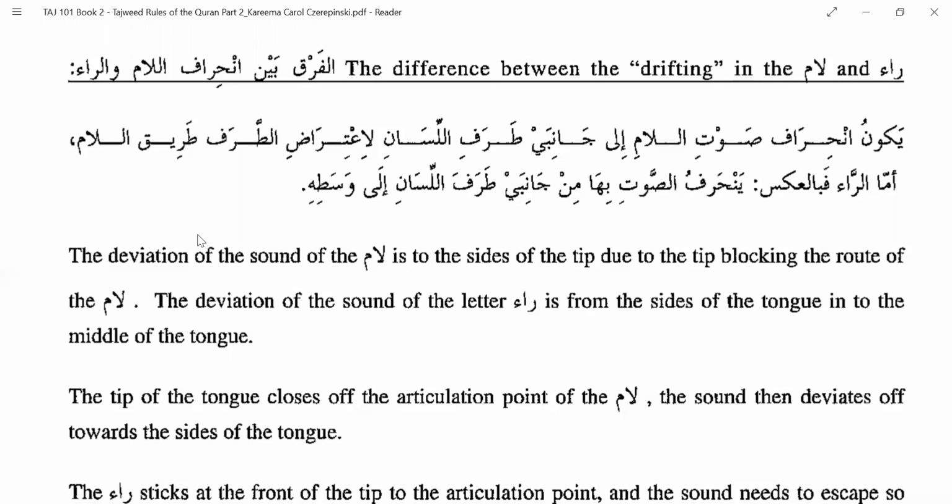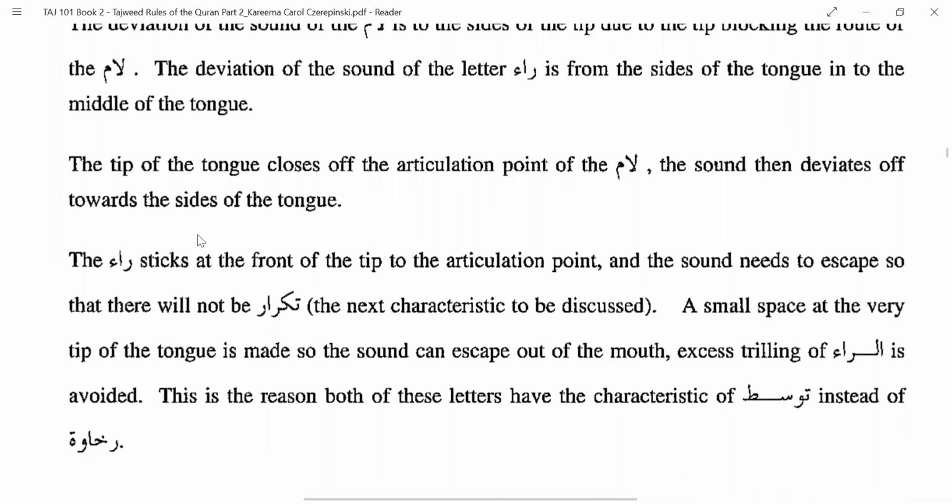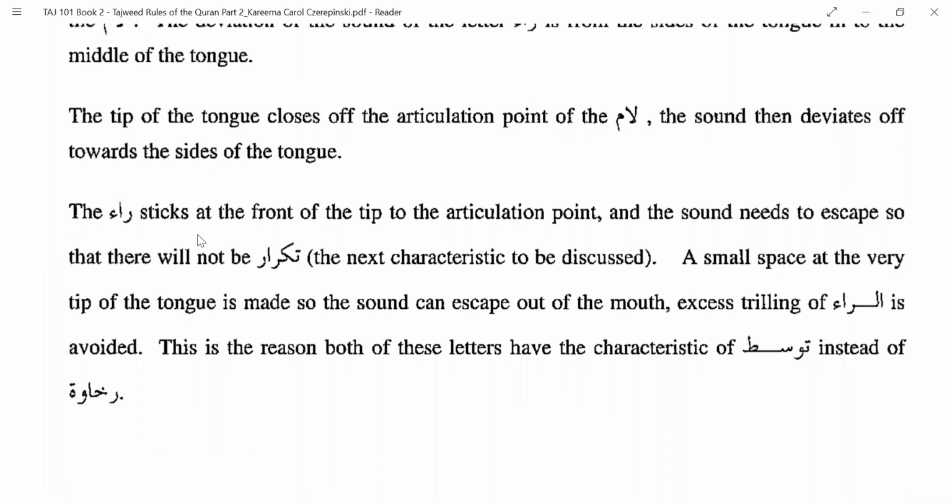Then the tip of the tongue closes off the articulation point of lam, and the sound will deviate towards the side, whereas the ra sticks at the front of the tip to the articulation point, and the sound needs to escape so that there will not be takrar. Takrar is one of the characteristics which is coming now. A small space at the very tip of the tongue is made so that the sound can escape out of the mouth.